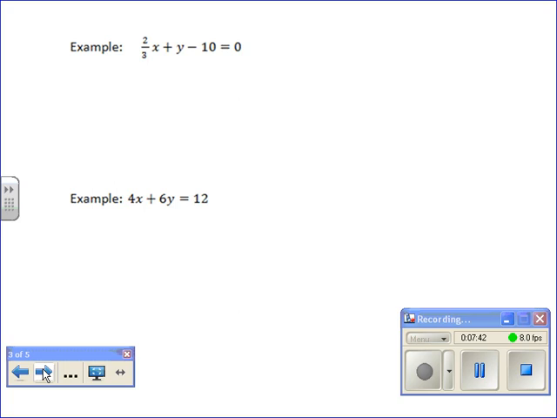Let's do a couple more. So the next one I have here is 2/3 x plus y minus 10 equals 0. Okay, again, I want it to look like this. y equals mx plus b. So let's go ahead and identify who I have here.